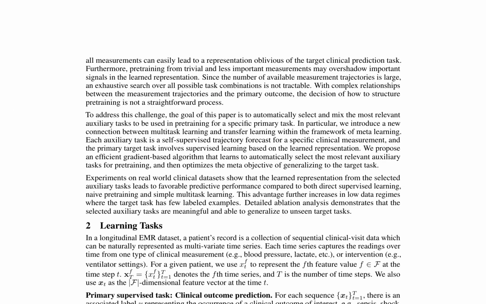In this research, the authors tackle the challenge of selecting and mixing the most relevant auxiliary tasks for pre-training in a multitask learning framework. They propose a novel connection between multitask learning and transfer learning within the context of metalearning. The primary task involves predicting clinical outcomes using patient records represented as multivariate time series, while auxiliary tasks are self-supervised trajectory forecasts for specific clinical measurements.